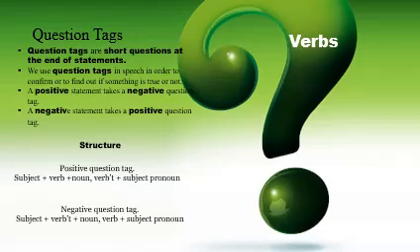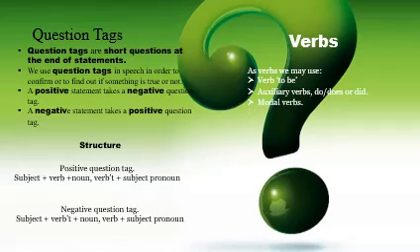So we said verb and verb in negative form, but which are the verbs that we use to form question tags? As verbs, we may use the verb to be, in present and in past. Auxiliary verbs, do, does in present or did in past, and all the modal verbs.